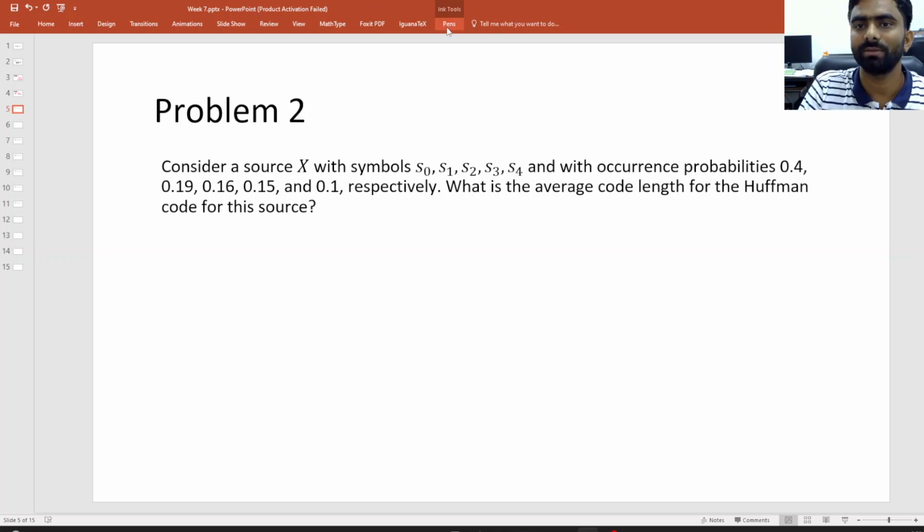Meanwhile, I am writing the steps. What are the steps to calculate or to find the Huffman coding? So steps, I think you know the steps. So what are the steps? What is the first step?